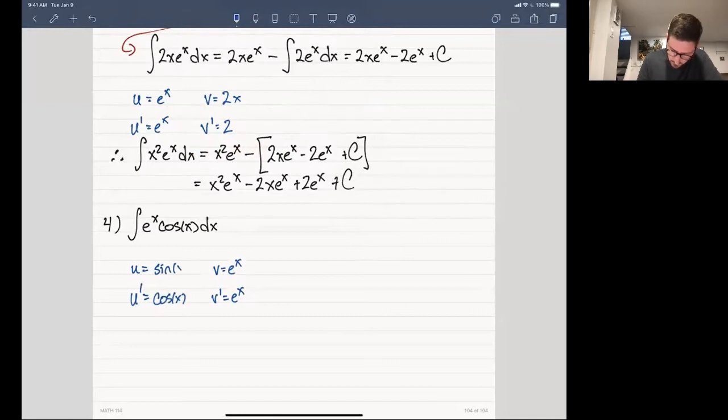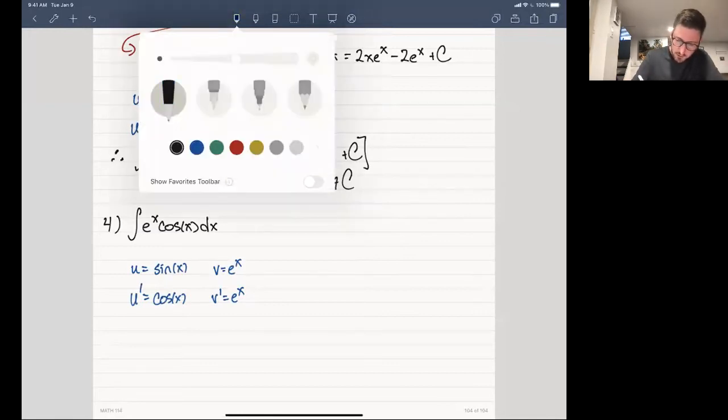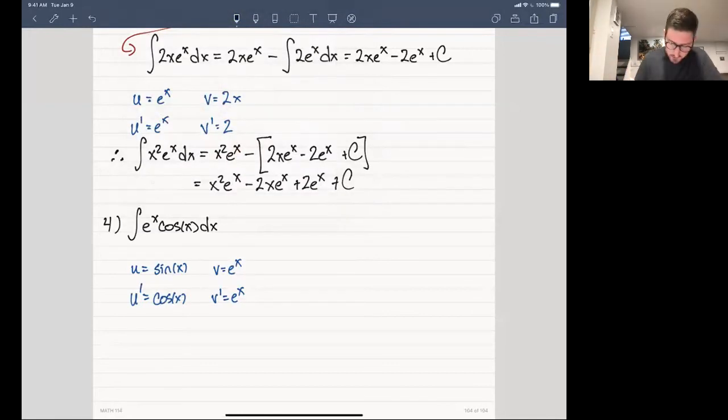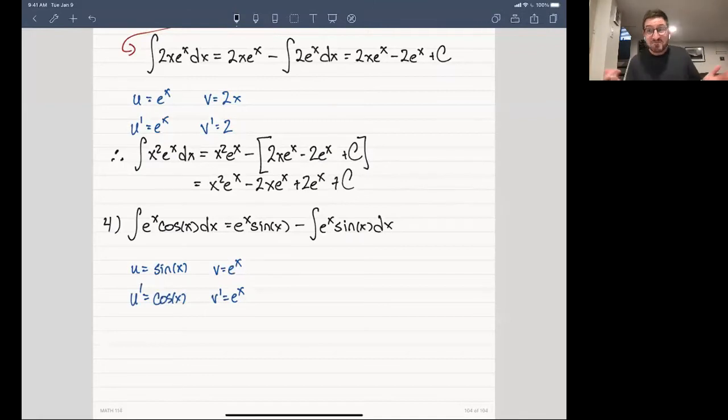Sine of x. I sometimes get confused with the trigonometric functions going backwards and forwards in differentiation and integration. Okay, so I get e to the x sine x, that's u times v, minus the integral of, in this case now, e to the x sine x dx. So, okay, what have I done so far? Not a whole lot, right? I swapped a sine for a cosine. So I didn't make myself that much easier.